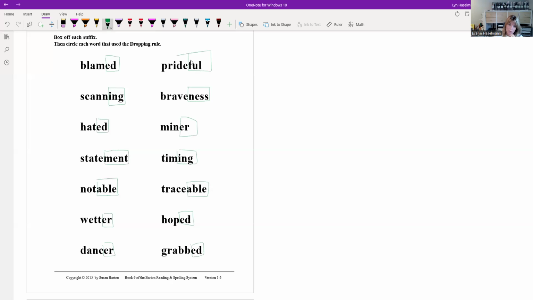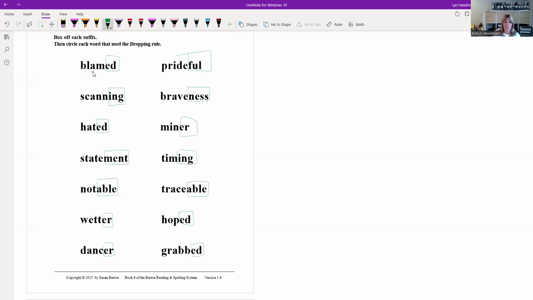Okay, so we are looking for words that use the drop rule. The way that I would attack this is I would look at this part of the word. This is the part that's left. This word right now would say blam, blammed. Pardon me, I'm teaching that wrong. What I would do here, just forget that whole part.